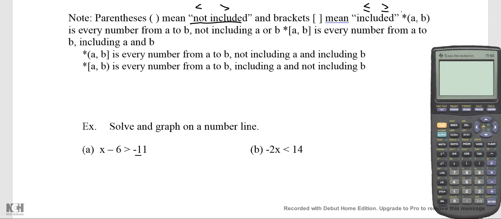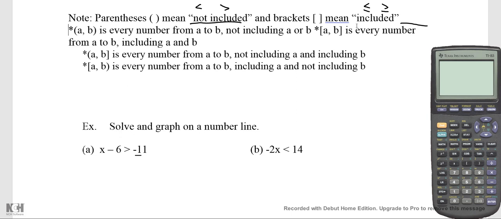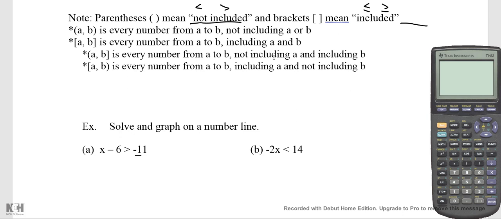So we read this, and I'm going to fix that here. Anyway, this is read every number from A to B, not including B, and the one with the brackets is read every number from A to B, including A and B, because there's a bracket on both sides of this one.